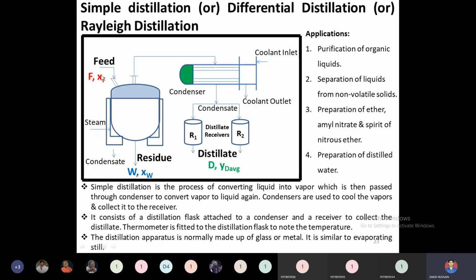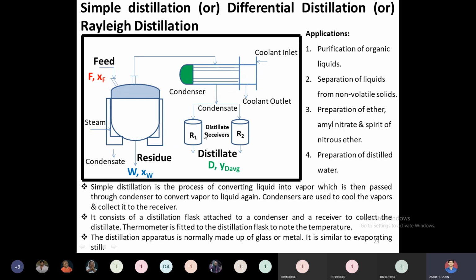Distillation has one input and two outputs. The first output is the distillate, whose molar quantity is D and whose mole fraction is YD average, because the concentration will change.